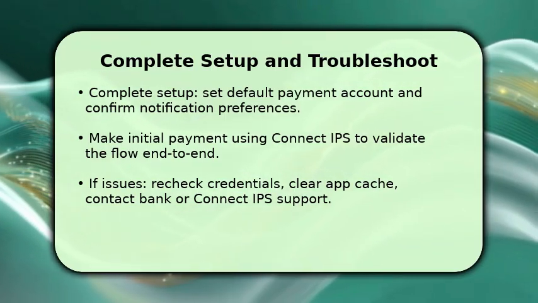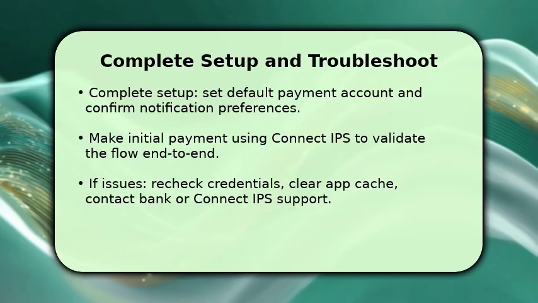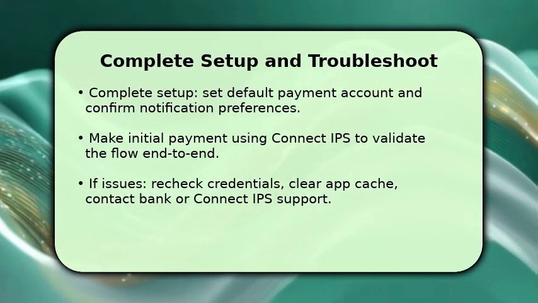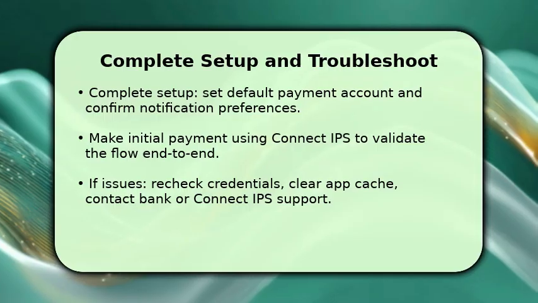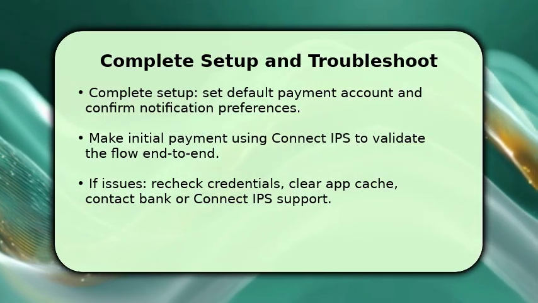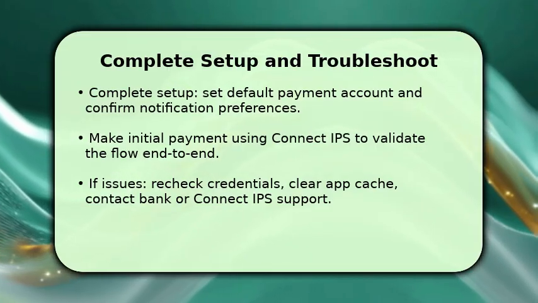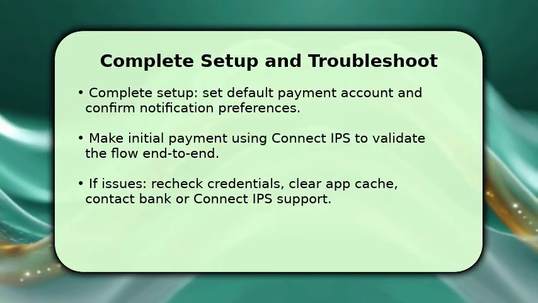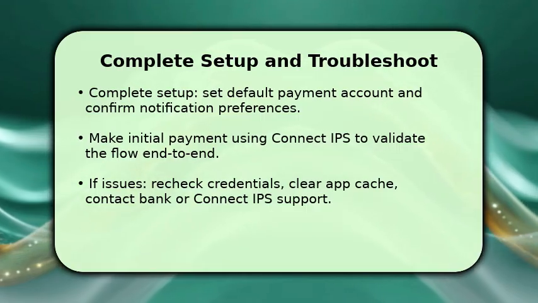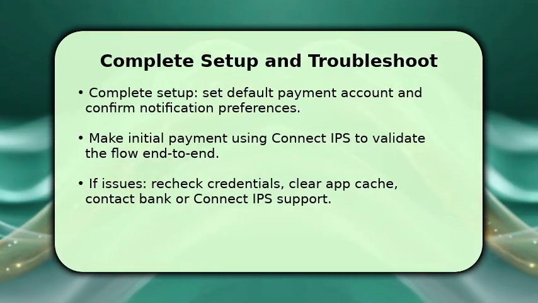If the payment fails, make sure credentials match Connect IPS records, clear the app cache, and retry. Sometimes a simple restart resolves token issues. If problems persist, contact your bank or Connect IPS support with the error code and time of attempt so they can trace and fix the linkage quickly.